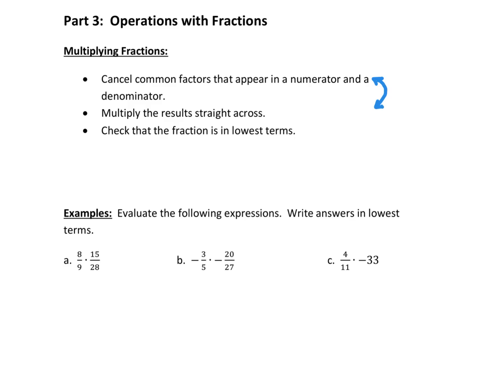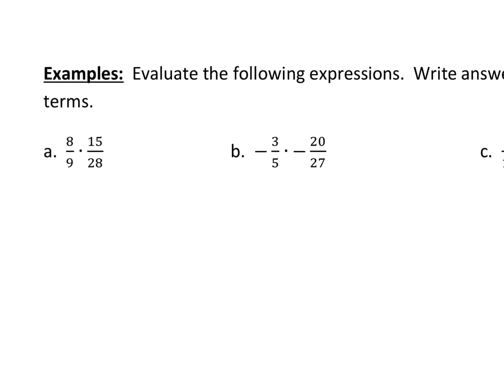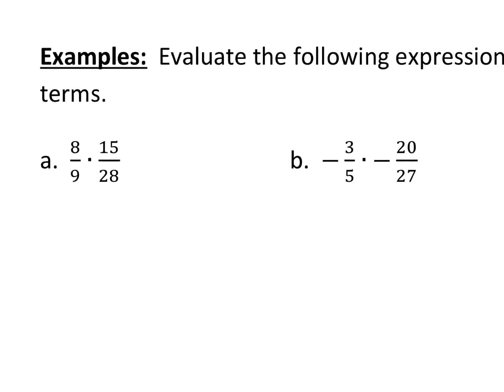But the problem with multiplying first is you may end up with some numbers that are really large and really hard to work with. And so it's always recommended that you cancel first so that you're working with numbers that won't require you to reach over and grab a calculator. The last thing you want to do is check that the fraction is in lowest terms. And then also remember your rules regarding signs. All right, so let's go ahead and look at a couple of examples. We want to evaluate these and write in lowest terms.